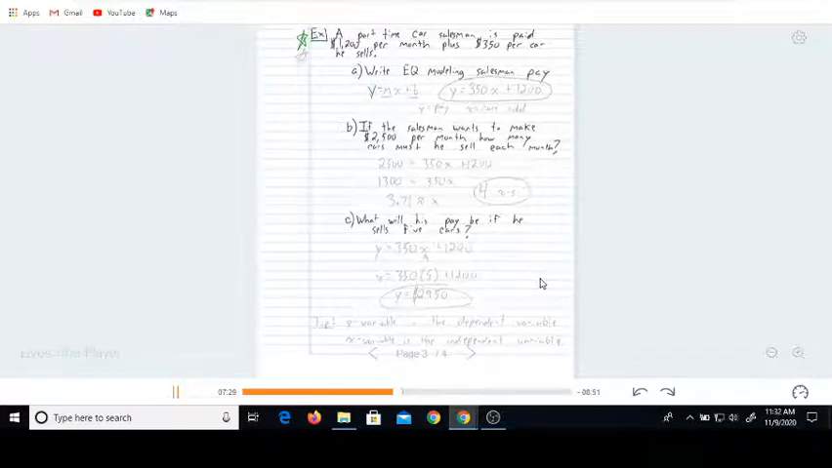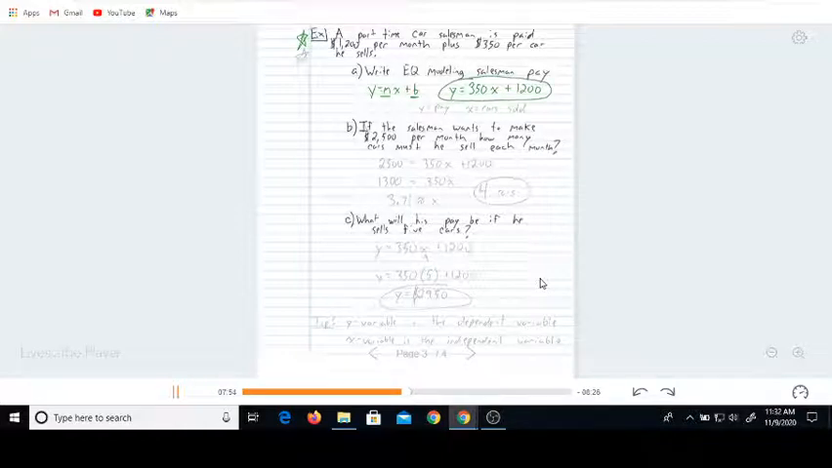So it's y equals mx plus b. And what we need to do is figure out the slope and the y-intercept. So the slope is the rate. You have to ask yourself, is the rate $1,200 or $350? Well, it's $350 because he's getting $350 per car. And that's in addition to his base salary of $1,200 per month.